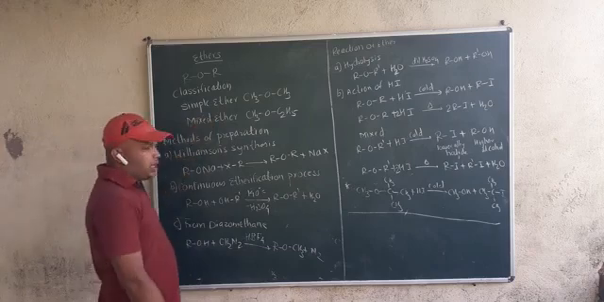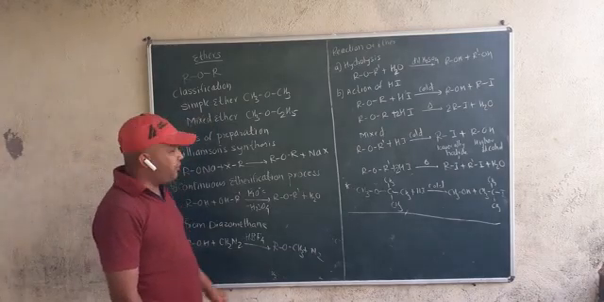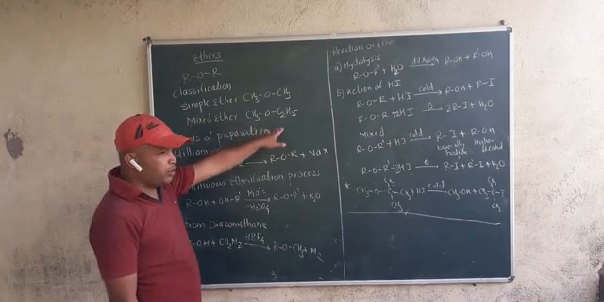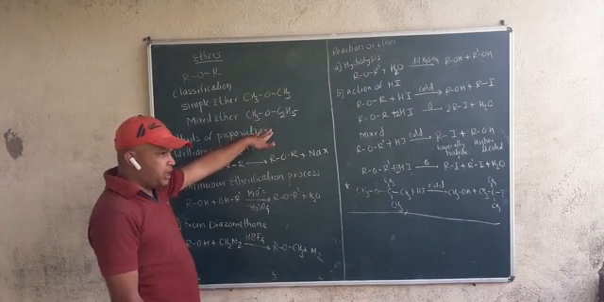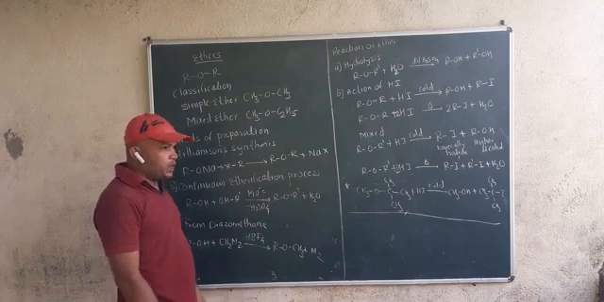Mixed ether. Mixed ether means what? Both R groups are different. Here I have written CH3, here it is C2H5. It is ethyl methyl ether. So both R groups are different.